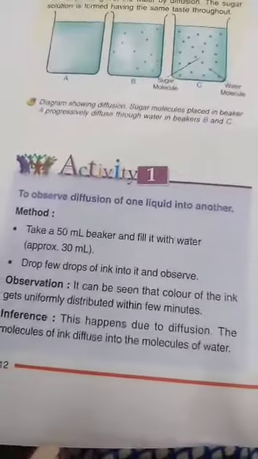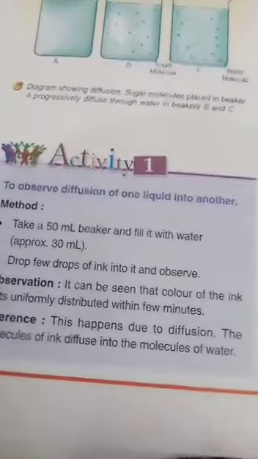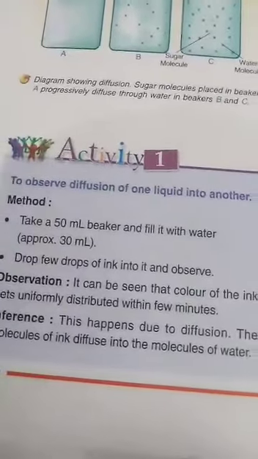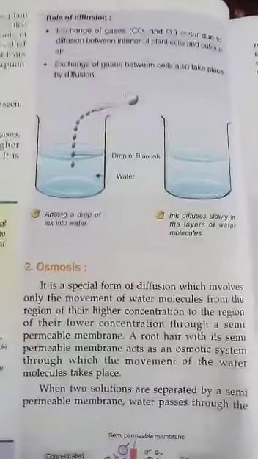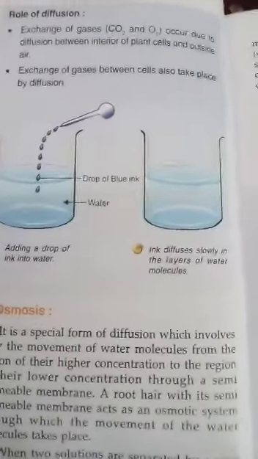Then next there is an activity. In that activity it has been told that if you take a glass of water and then you add ink, slowly and slowly you will find the water has completely turned the color of the ink. This is also an example of diffusion.